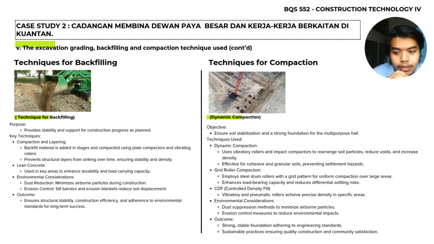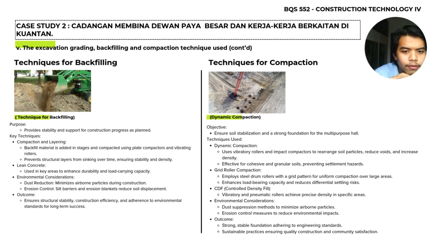And for environmental consideration, there is dust reduction to minimize airborne particles during construction, and erosion control, which is silt barriers and erosion blankets to reduce soil displacement. And the outcome of this technique is to ensure structure stability, construction efficiency, and adherence to environmental standards for long-term success. So the last one is the techniques for compaction.